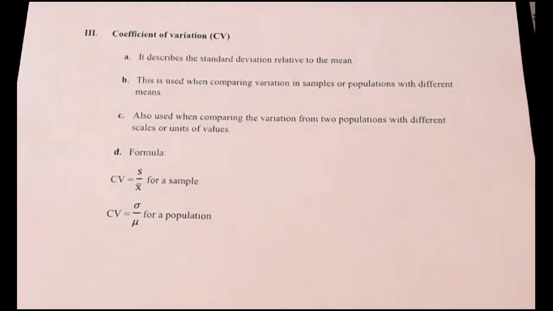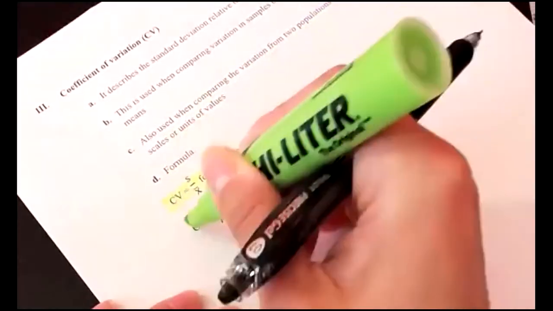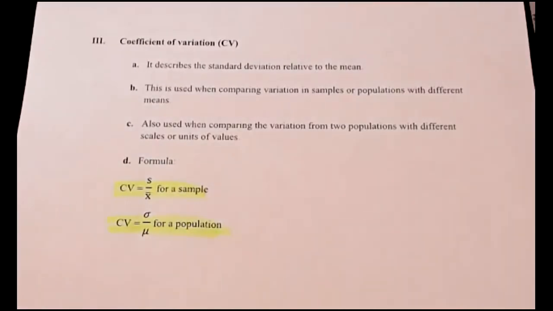So the first thing is it describes a standard deviation relative to the mean. This is used when comparing variation in samples or populations with different means. It's also used when comparing the variation from two populations with different scales or units of value. So I do want to provide these formulas for you, just so that you can see what the coefficient of variation is and how it's calculated.